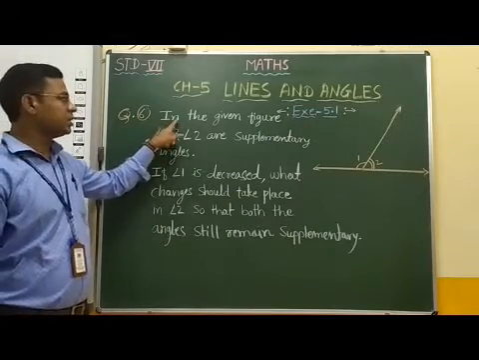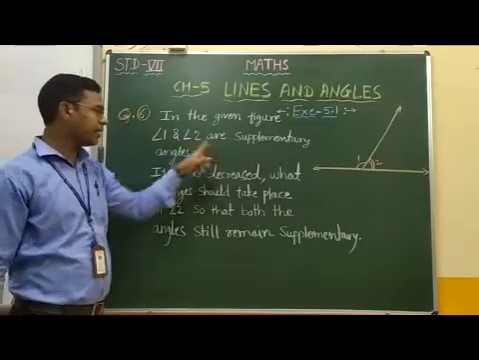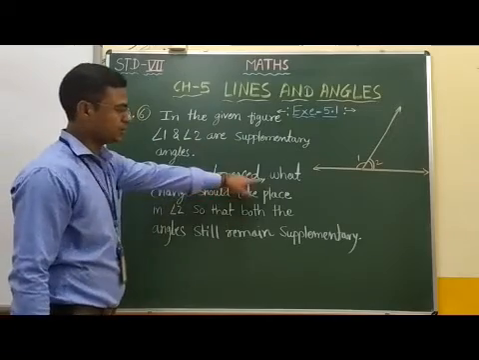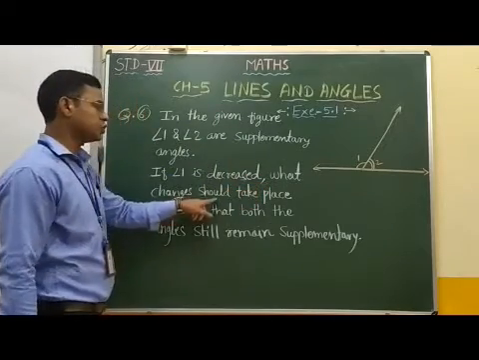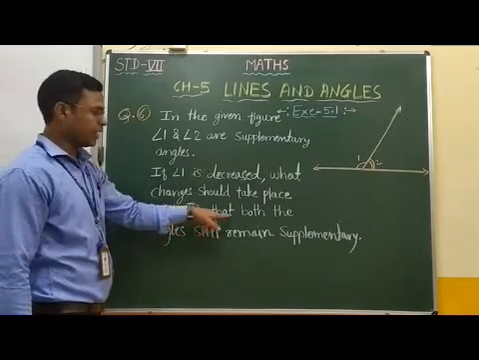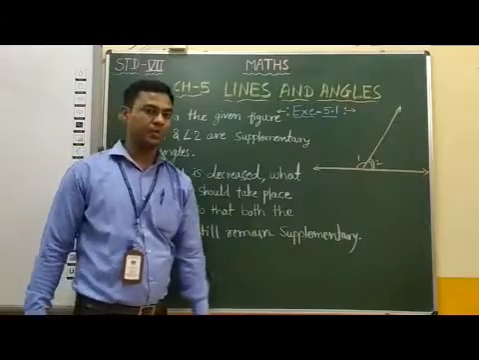Now the question is, in the given figure angle 1 and angle 2 are supplementary angles. If angle 1 is decreased, what changes should take place in angle 2, so that both the angles still remain supplementary?